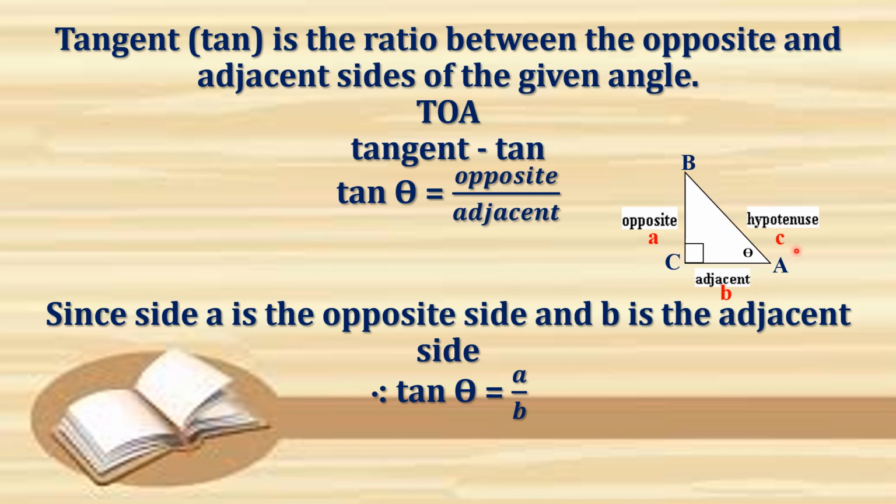In our illustration, we are going to consider the opposite and adjacent sides. If this is the angle theta, the side opposite to angle A is side BC or side A. And the adjacent side, or the side next to the given angle, is side AC or side B.